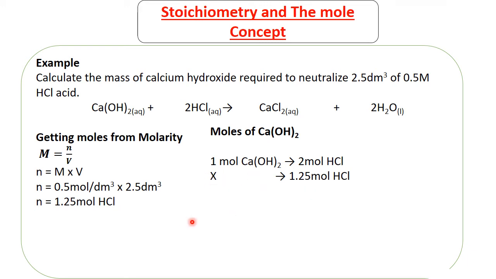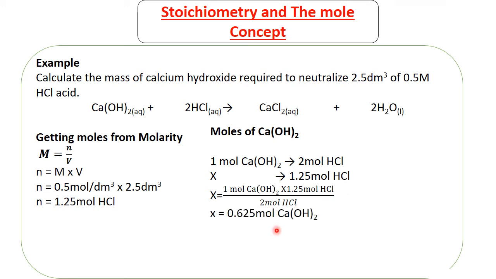So we can cross multiply here. We do cross multiply and divide both sides by 2 moles of hydrochloric acid. We're going to have 1 mole of calcium hydroxide multiplied by 1.25 moles of hydrochloric acid divided by 2 moles of hydrochloric acid. So when we do that, we get 0.625 moles of calcium hydroxide. So the number of moles of calcium hydroxide needed is 0.625 moles.